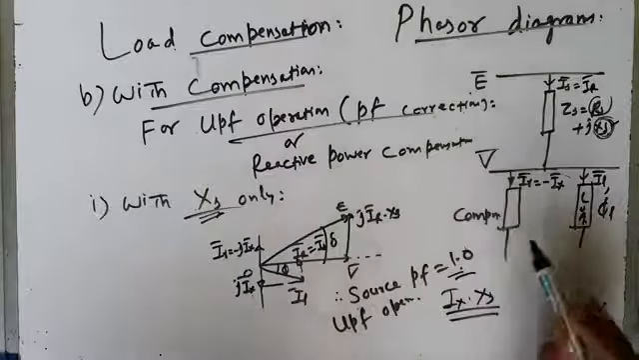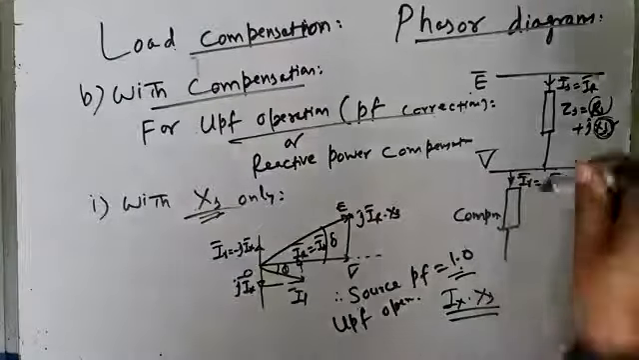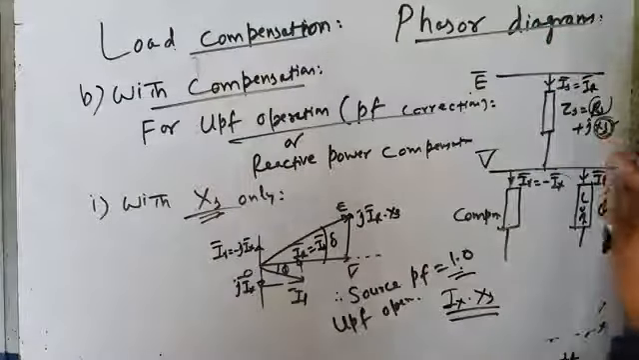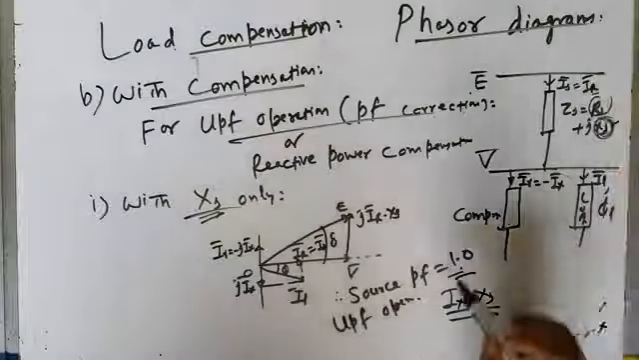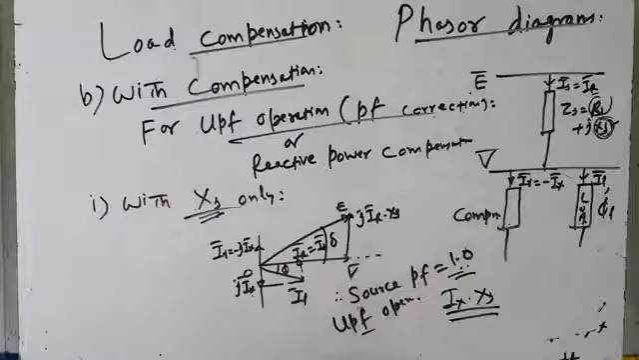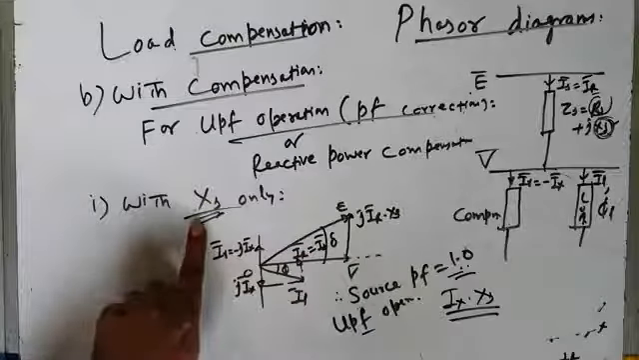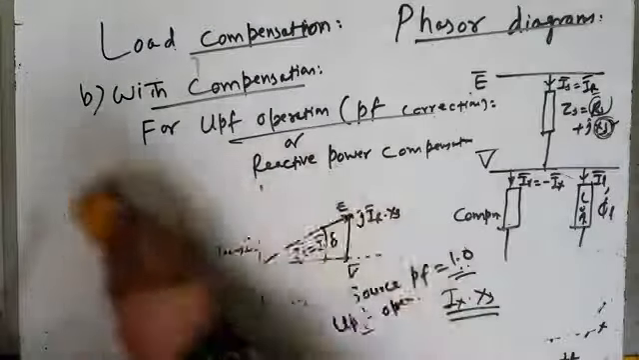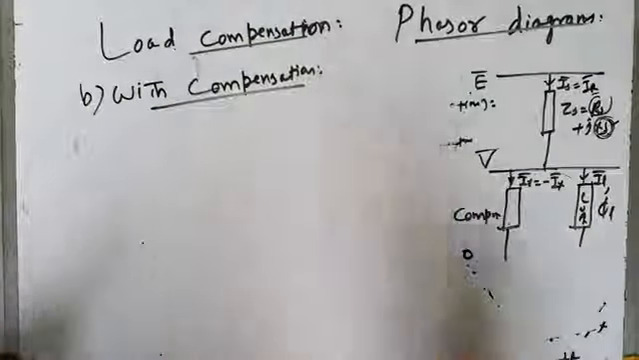Why? Because all the reactive power demand of the load is supplied by the compensator. No reactive power comes from the source. Source current is equal to only the resistive or in phase component of current. So that makes source power factor equal to 1. So that gives unity power factor operation. This is explained with the help of this phasor diagram with Xs only. Let us take a more practical case, that is with Xs and Rs both.